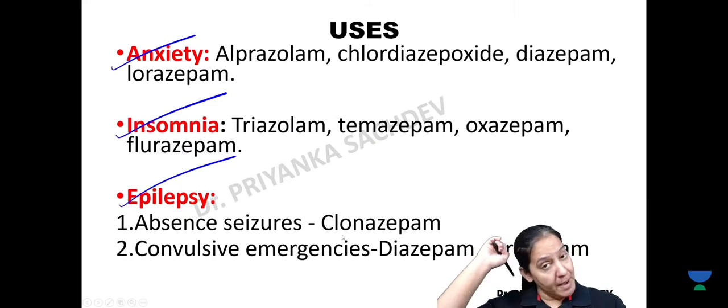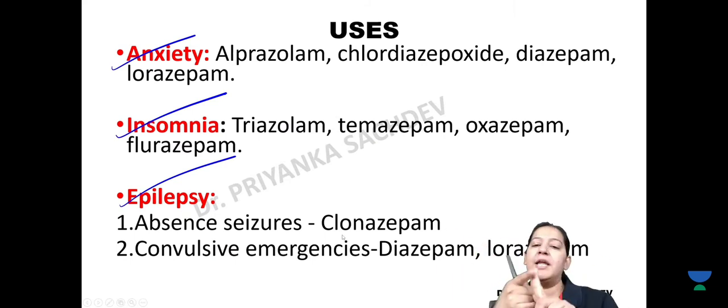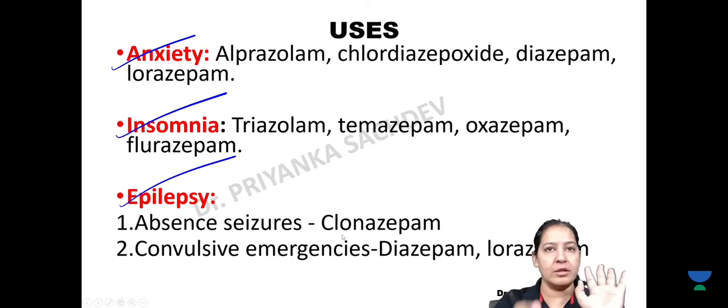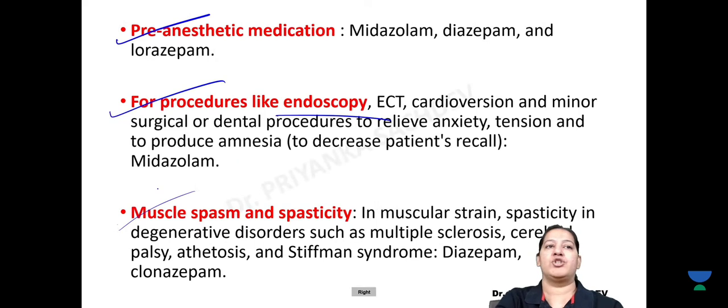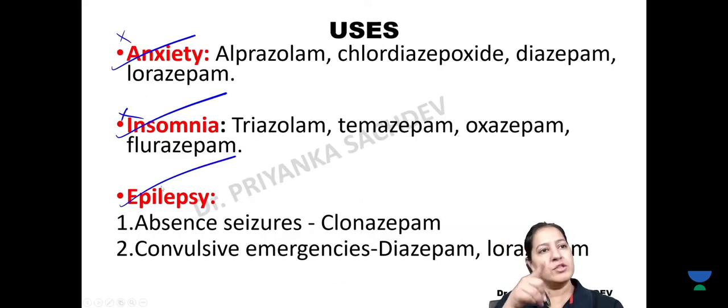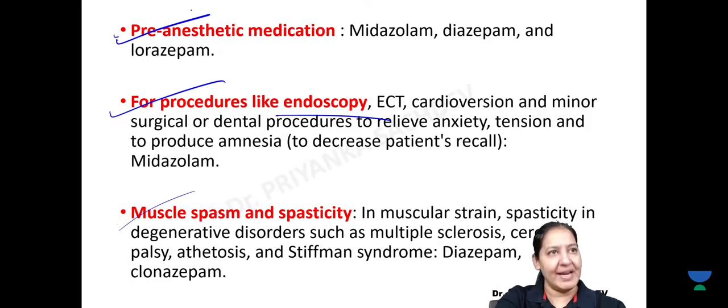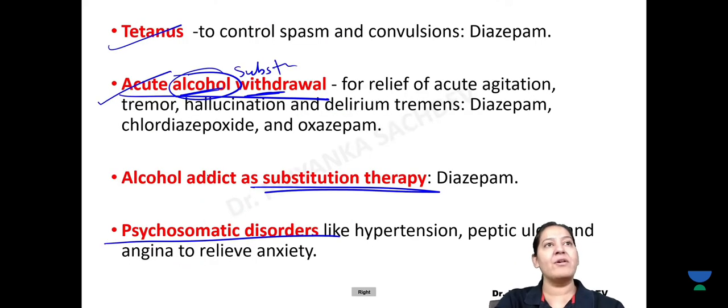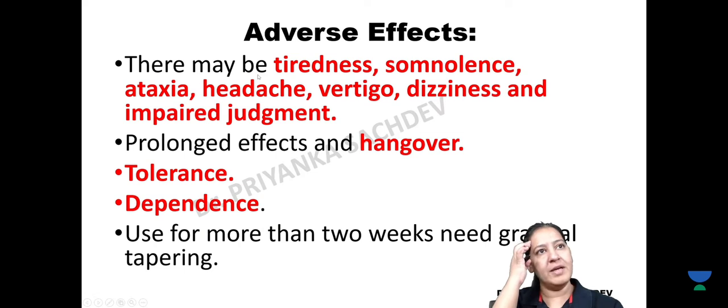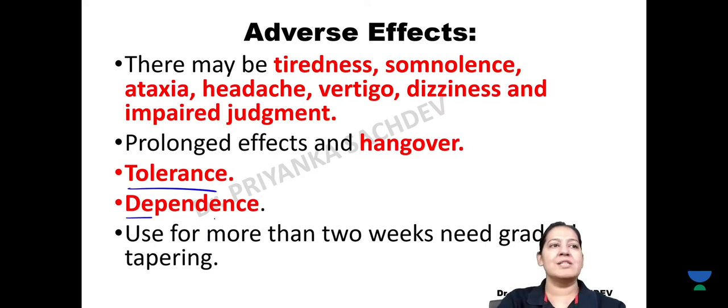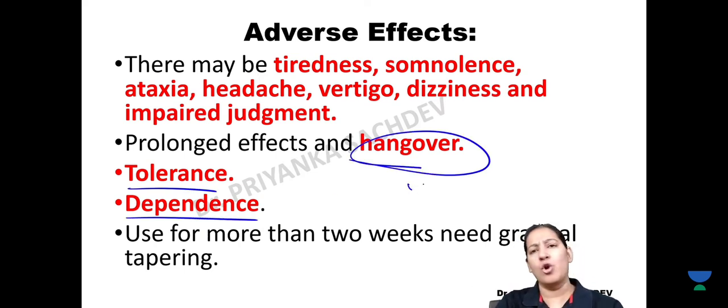But if you remember, in barbiturates we have only two uses: epilepsy and anesthesia. Barbiturates are not used for anxiety or insomnia. Benzodiazepines are used for anxiety, insomnia, epilepsy, anesthesia, endoscopy, muscle relaxant, tetanus, alcohol substitution therapy, psychomotor disorder. Adverse effects: tolerance, dependence, hangover are here too but relatively low as compared to barbiturates.